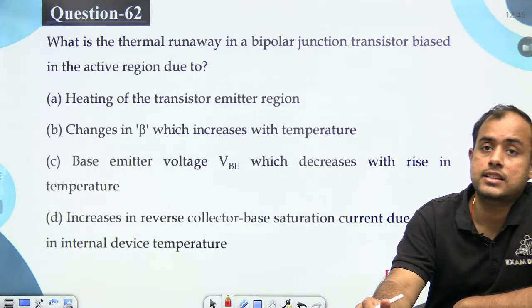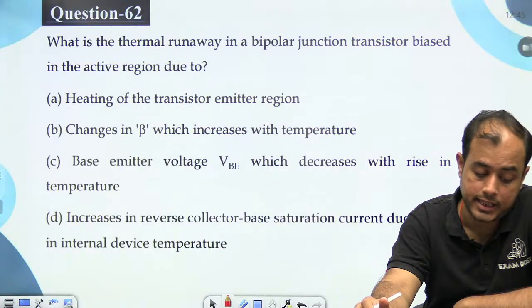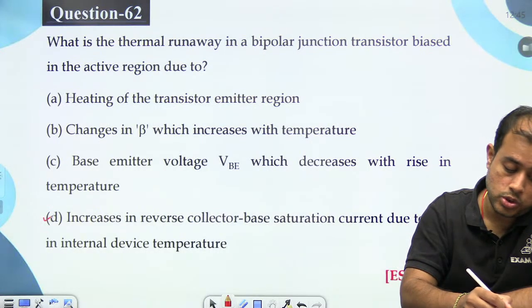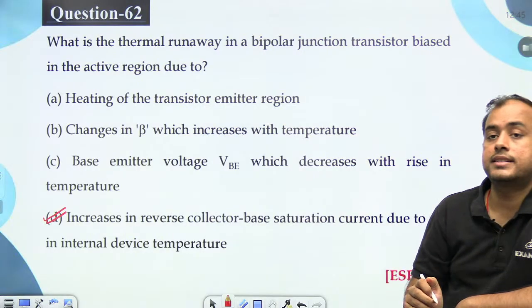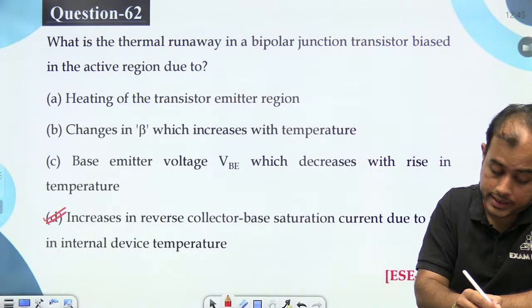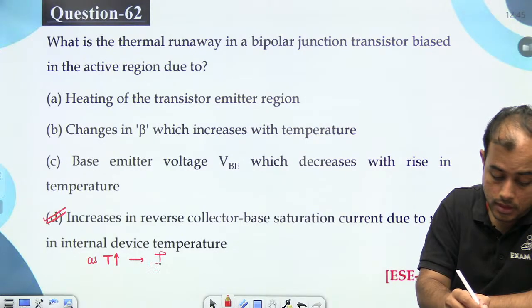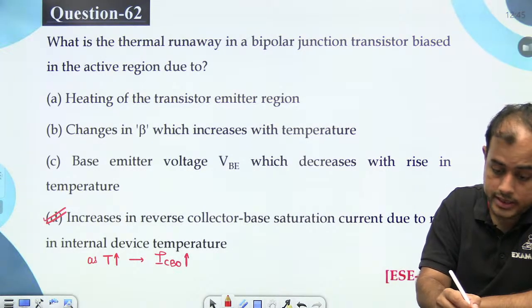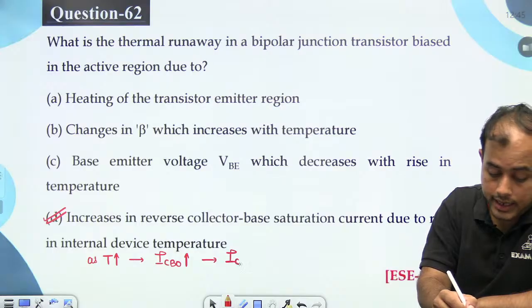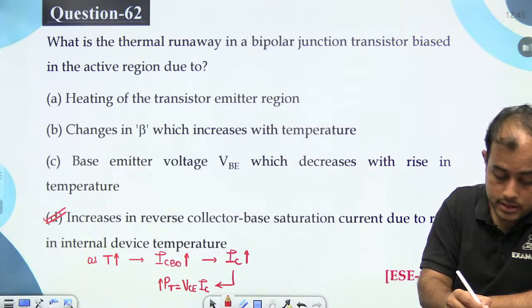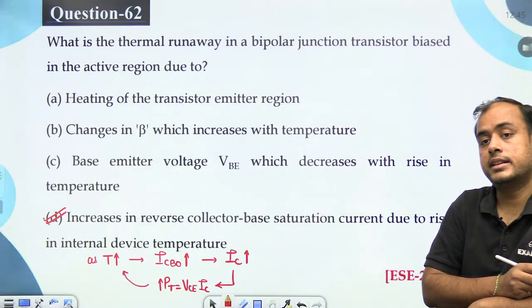ESE 2006. What is the thermal runaway? It is due to increase in the reverse saturation current. तो देखो क्या होता है. As temperature increases, ICBO increases, IC increases. So power dissipation VCE into IC increases. Again, temperature increases.